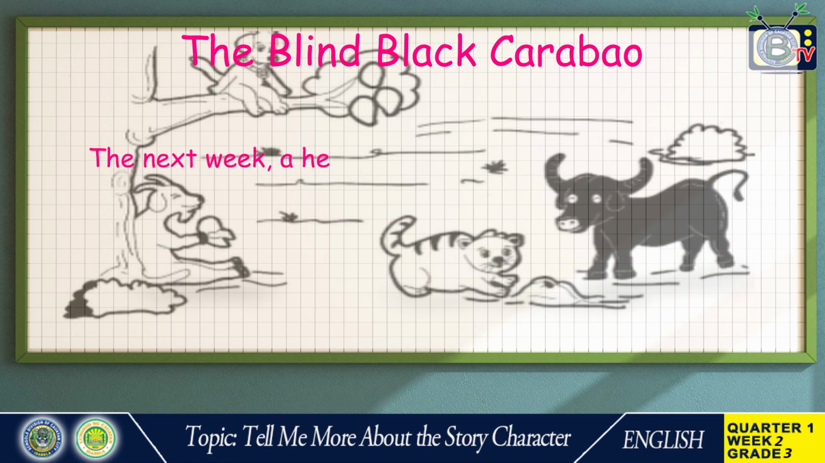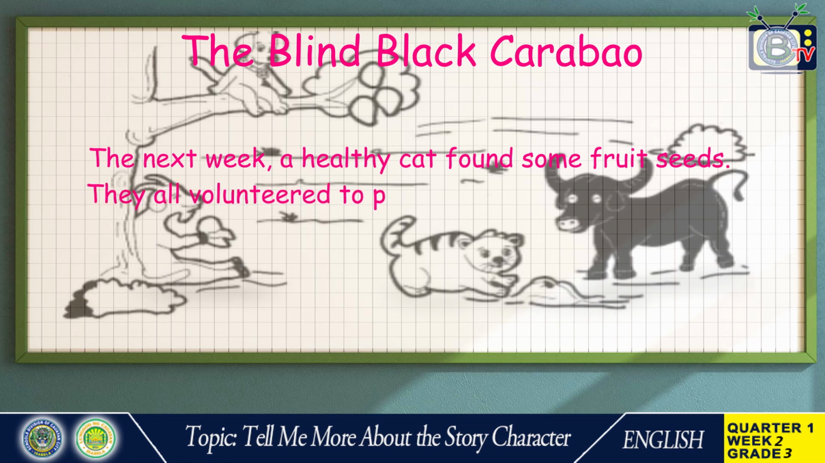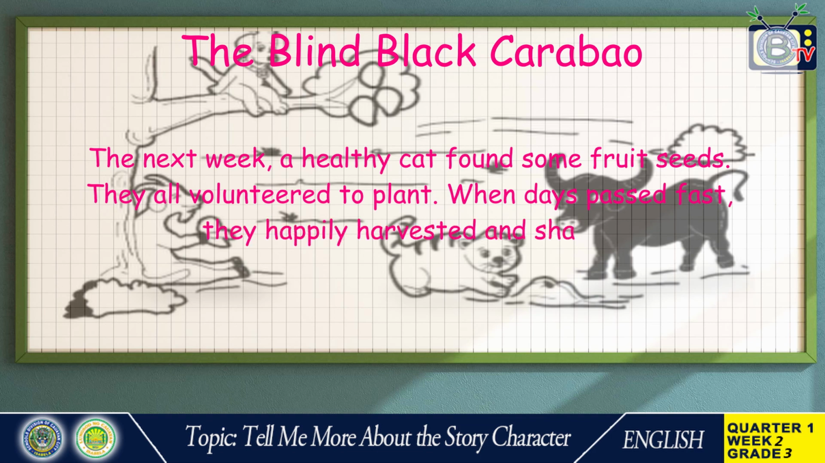The next week, a healthy cat found some fruit seeds. They all volunteered to plant. When days passed fast, they happily harvested and shared the bounties of their harvest.